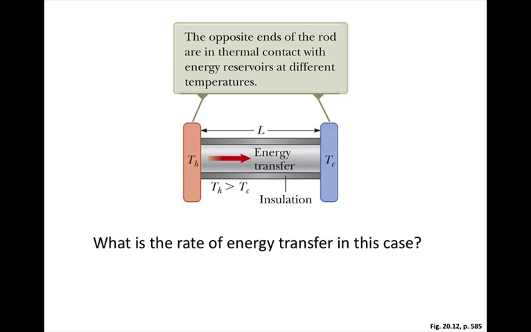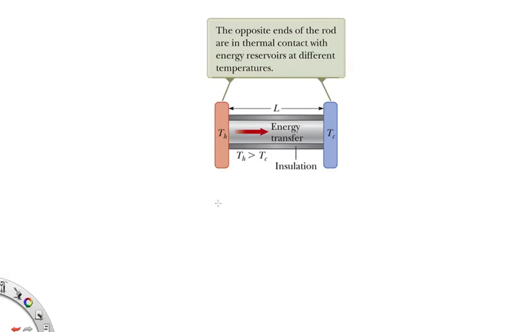Okay, let's have a look at this problem. We've got a rod, we've got a hot side and a cold side, and we'll ask what is the rate of energy transfer in this case. P is equal to KA dT/dx is our formula. Let's ignore the absolute value signs for now.